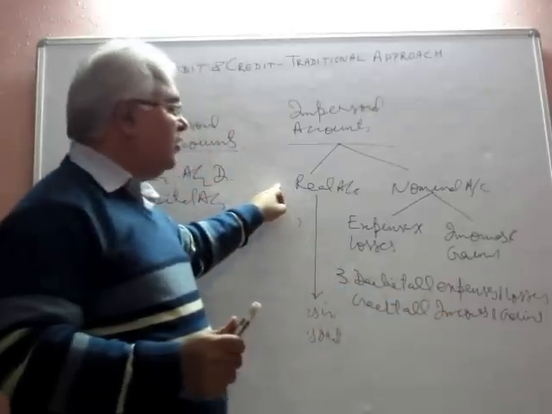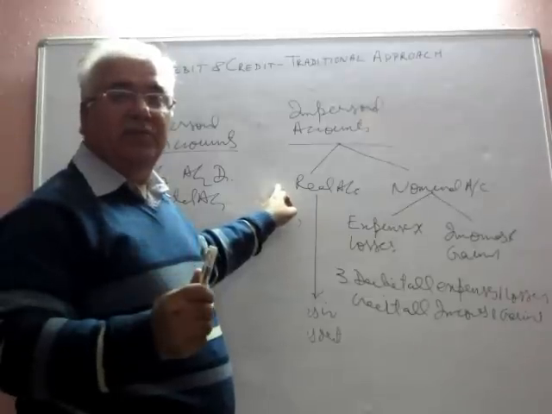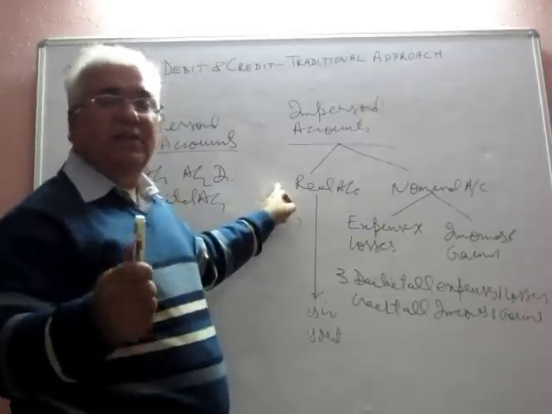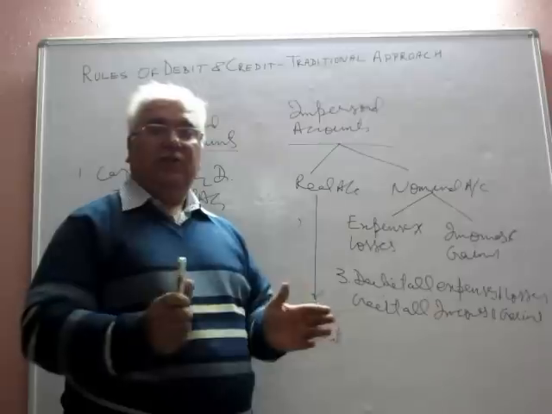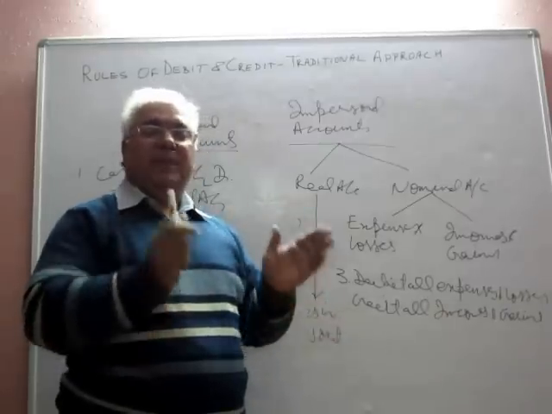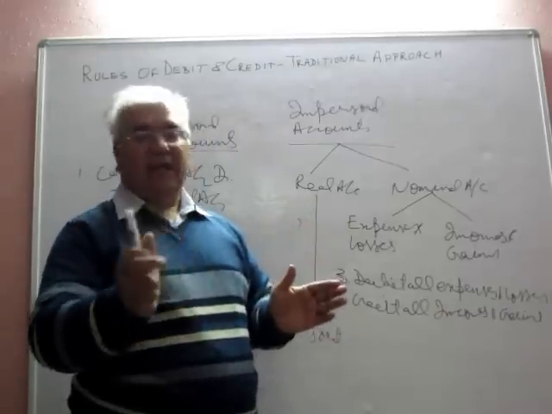For real accounts, the rule is debit what comes in, credit what goes out. In this case, cash has gone out. Hence, cash will be credited. The total journal entry will be purchases account debited to cash account.